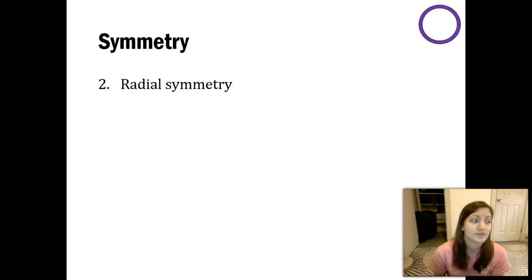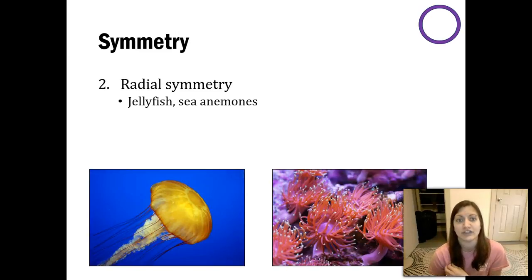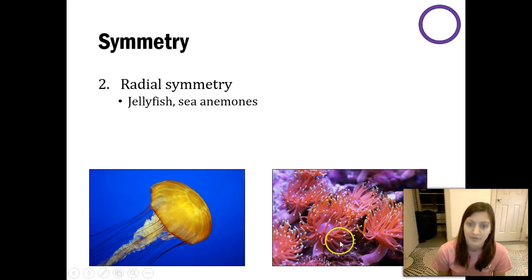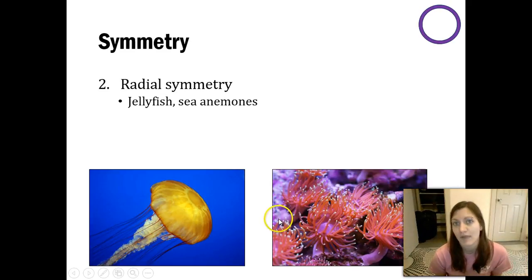Our next type of symmetry is radial symmetry. Think of radial, I think of a wheel. So some examples are jellyfish and sea anemones. So our jellies and our sea anemones. And you can see that it doesn't necessarily have to be round, but there's actually multiple lines of symmetry. I could cut the anemone this way, or this way, or this way, or this way, or any number of ways, and it's still symmetrical on both sides.